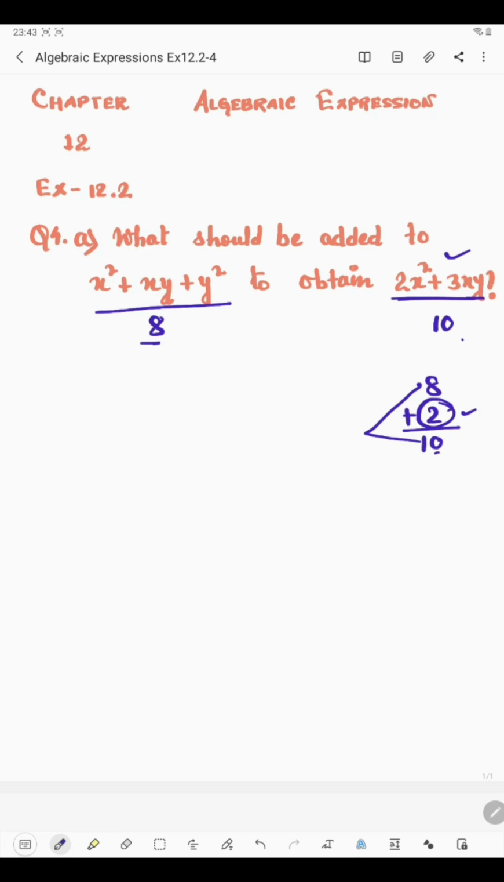And 10 is which one? 2x square plus 3xy, right? We have considered this expression as 10. So 2x square plus 3xy will be written on top. Now below this we'll write the other expression which we have considered as 8. Now x square. So below x square we will write the term x square. Then we have xy. So below xy we will write the term xy. And then we have y square. Y square term is not present above, so we'll put it separately.